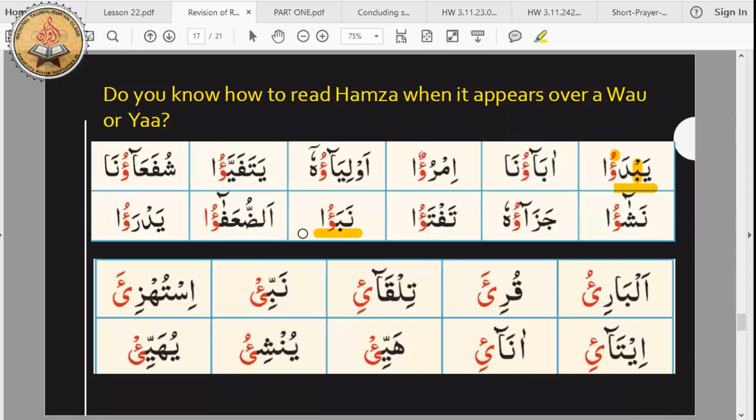Okay. Can you read this one, please? Naba'u. And this one? Yadra'u. Well done. Can you read this one, please? Ita'i. Excellent. You will give proper time to it. This one? Kuri'a. Well done. This one? Nabi. Excellent. So articulate this soft jerk in the end. Well done. MashaAllah. You read really well, A1126. Jazakallah.